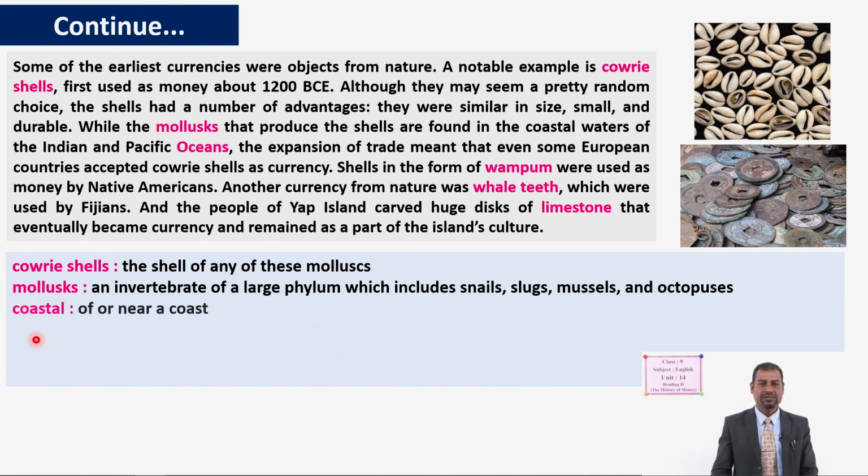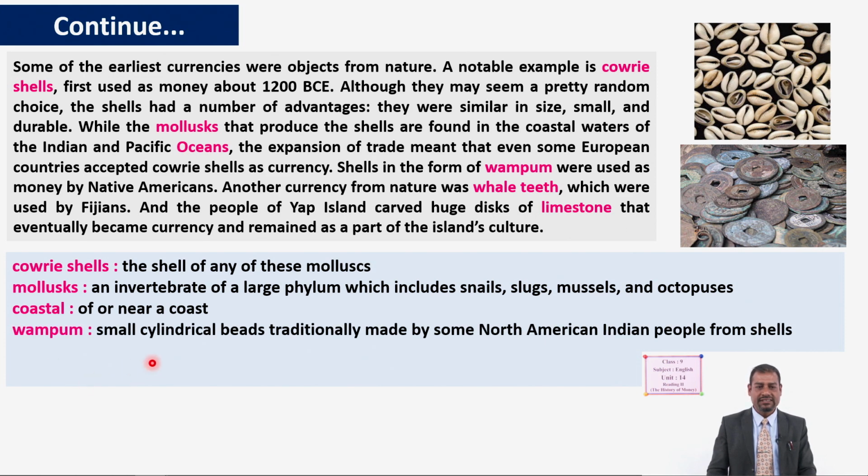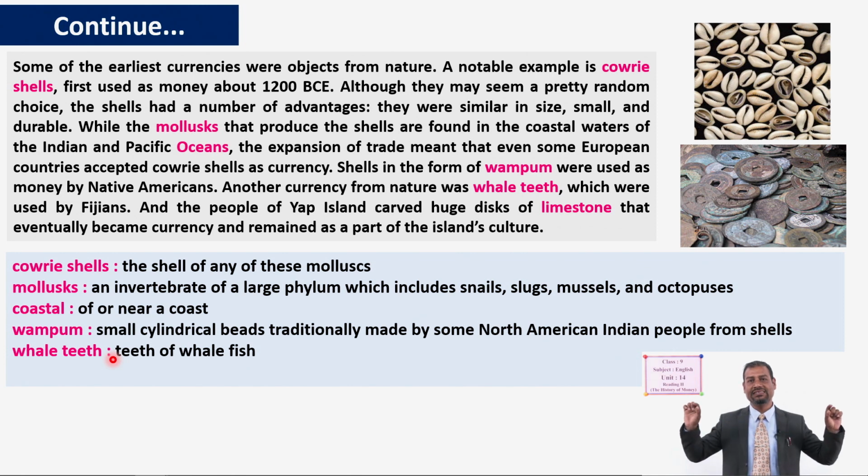Next word we have is coastal. So what does coastal mean? C-O-A-S-T-A-L, coastal means of or near a coast, you can say, or side of the ocean also. Simple words. Wampum, what does it mean? Small cylindrical beads traditionally made by some North American Indian people from shells. They make beads like pote type of thing from this type of bones of the aquatic animals, and even that can be used for the purpose of currency. Okay. Next word now, whale teeth. So it's very easy for you to understand. Whale means it is a kind of fish and its teeth, so teeth of whale fish.